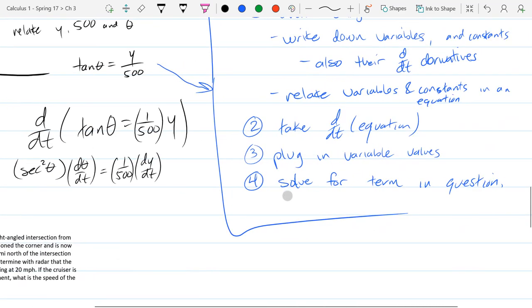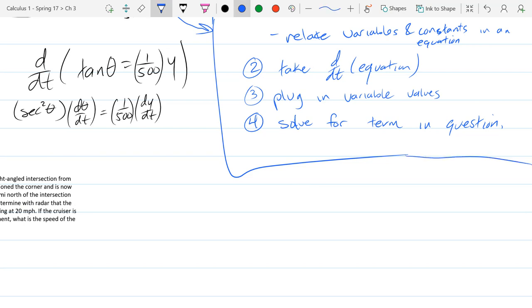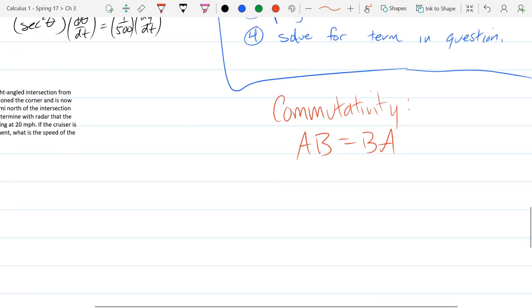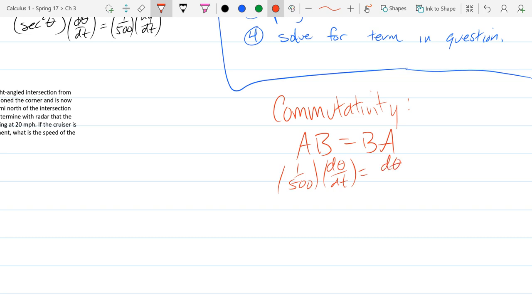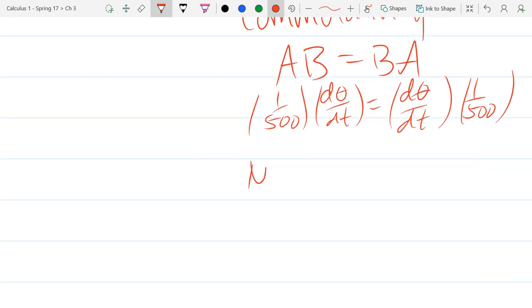One time, you don't want to change the order. Multiplication is commutative. Taking a derivative, that operation is not commutative. So what I'm talking about is commutativity. So you got multiplication, you can change the order. So for example, in our problem, we had 1 over 500 d theta dt. That was multiplying two things, so I can change this order. So these are the same thing. However, derivatives are not commutative operators.